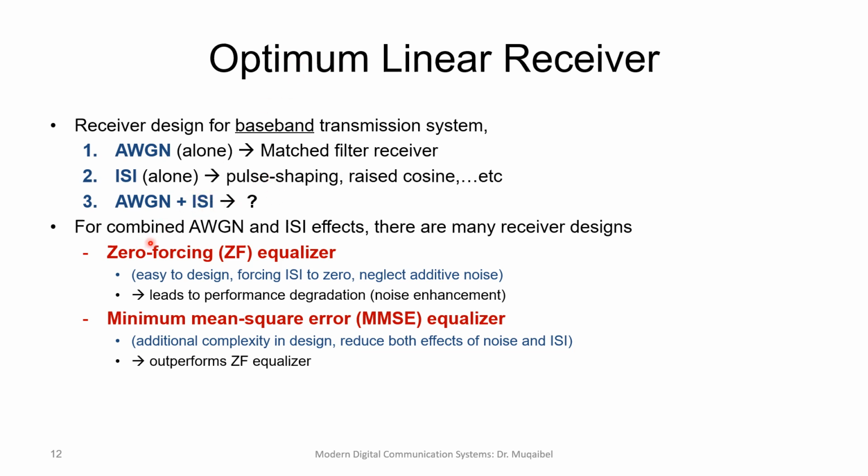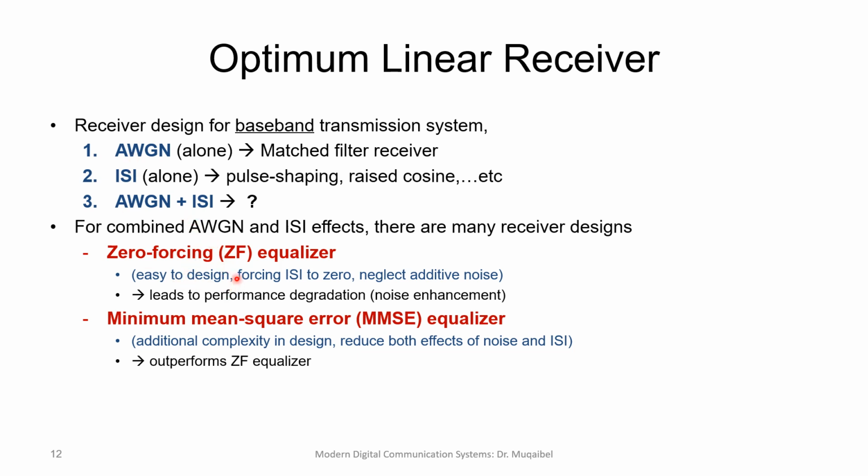So for combining AWGN and ISI, there are many receivers designed. If you have just one band-limited channel, you can solve the problem with pulse shaping. But if in every call the channel changes, we can use an equalizer that adapts at the beginning of the call. The simplest equalizer is the zero forcing equalizer. The problem with this equalizer is that it's not optimal. It's not designed for noise. So it solves ISI but does not solve AWGN.